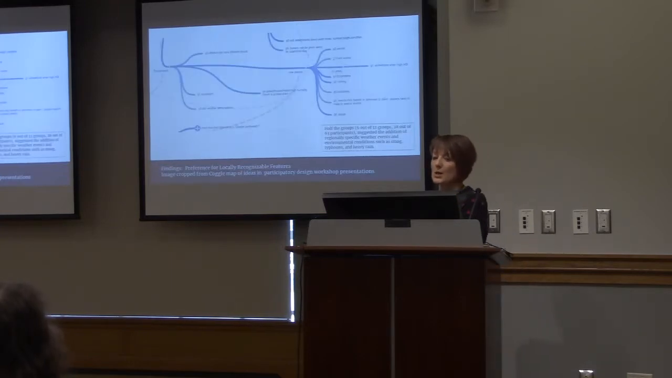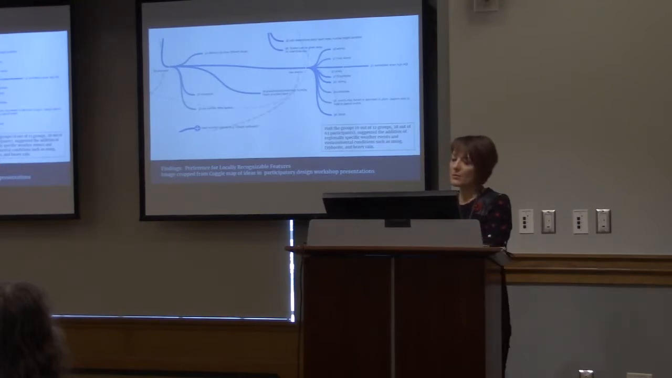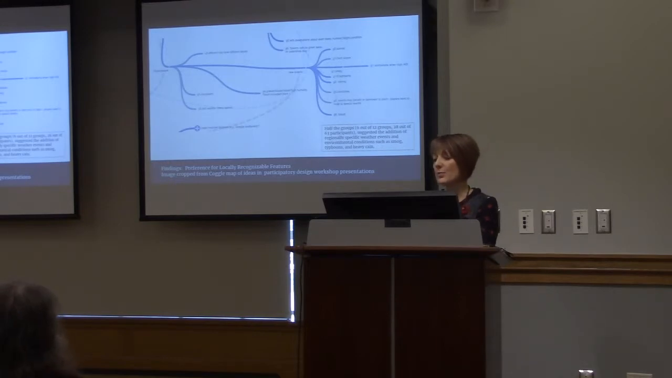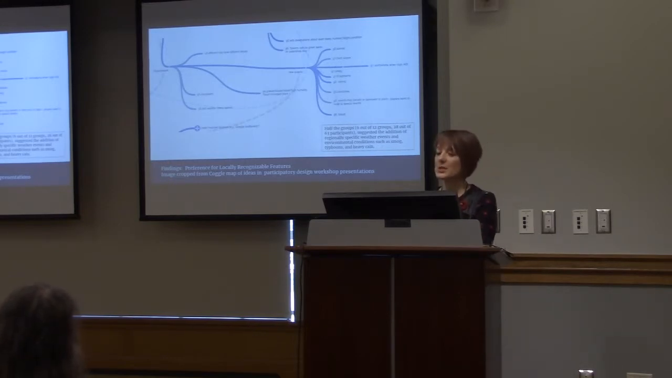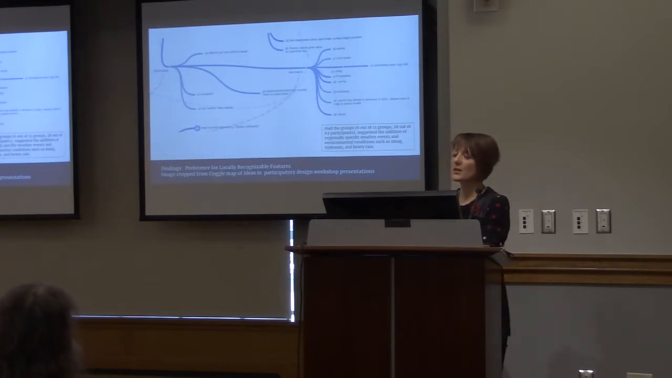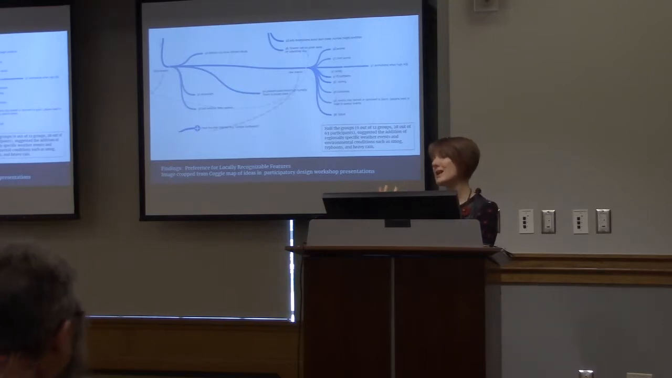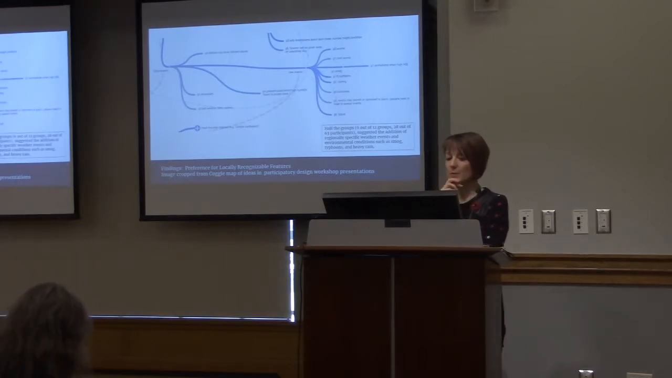One of the things that we found was that 6 out of the 12 groups, so that's 28 out of 63 participants, suggested more regionally specific weather events and environmental conditions. They wanted to see more modelling of smog, typhoons and very heavy rain. And this came out often with illustrations.